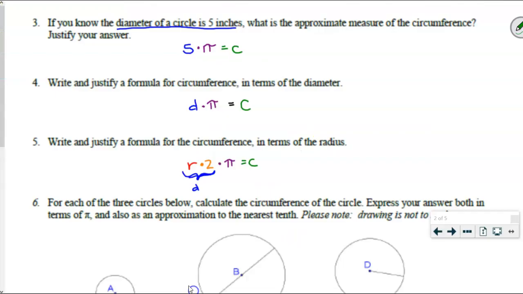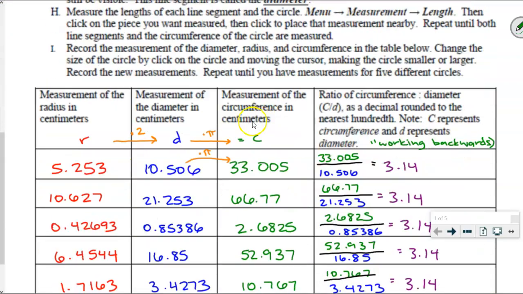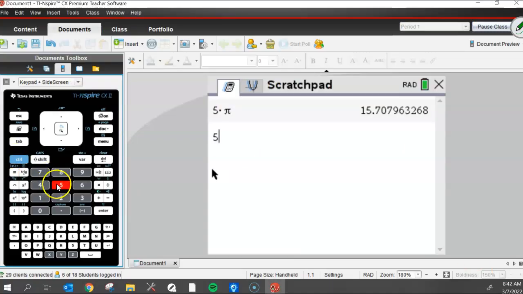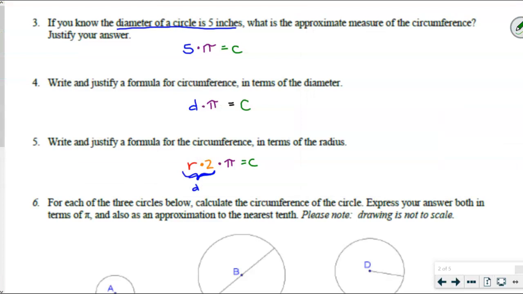As we saw in our last lesson, an approximation that is acceptable if you do not have your own calculator with a pi button would be 3.14. So alternatively, we also could type in 5 multiplied by 3.14, and you're going to see it's accurate to a couple of decimal places, but it is an approximation. So 5 multiplied by pi is equal to the circumference, 15.70 inches.